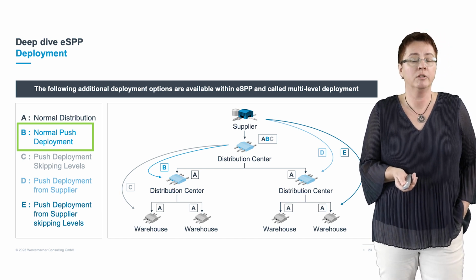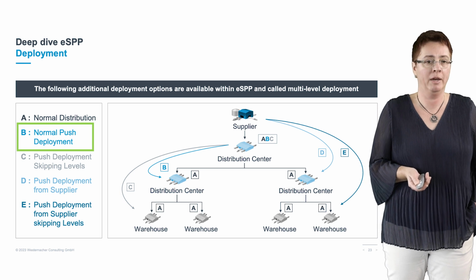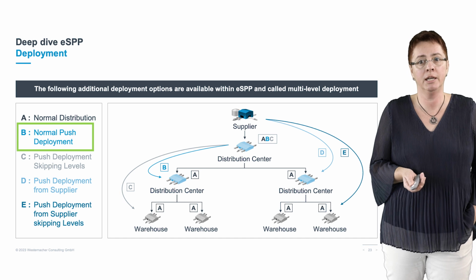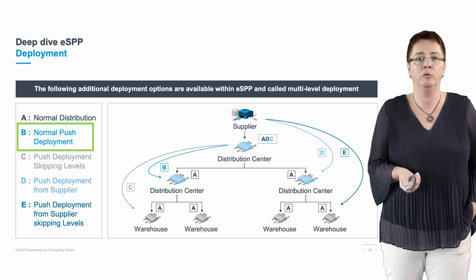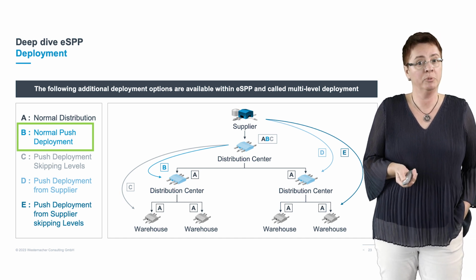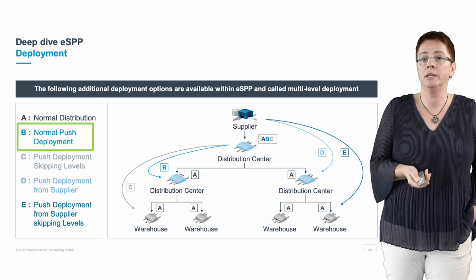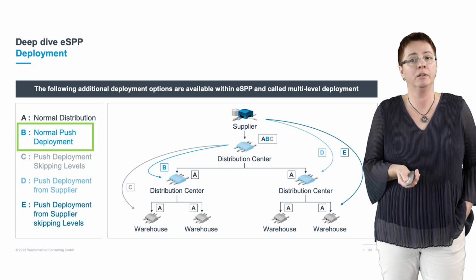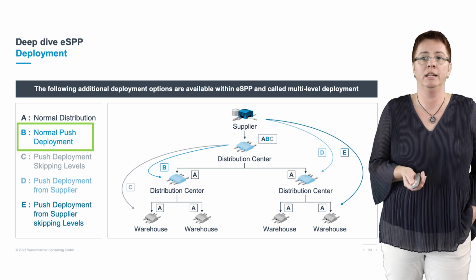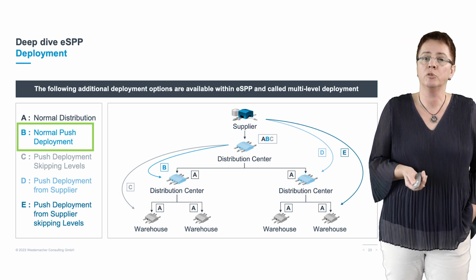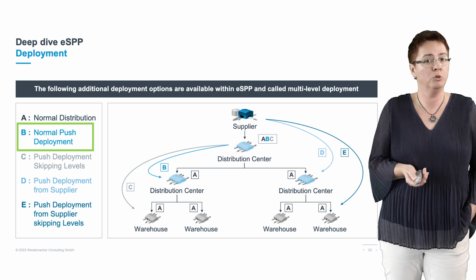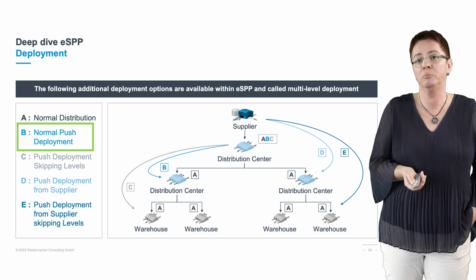Pull deployment triggers the distribution from a parent to a child location based on the available quantity at the parent and the requirements at the child. In opposite to that, push deployment enables a stock transfer directly from a goods receipt booking at a parent to all BOD levels. So we do not need to store the material into the bin and pull it out again. And therefore push deployment is faster than pull.